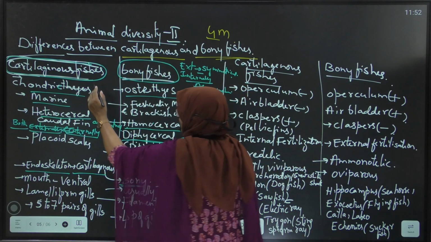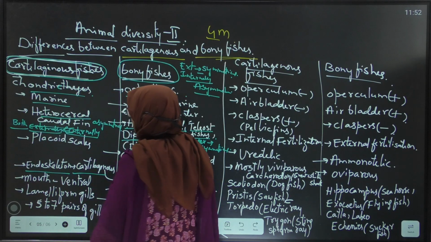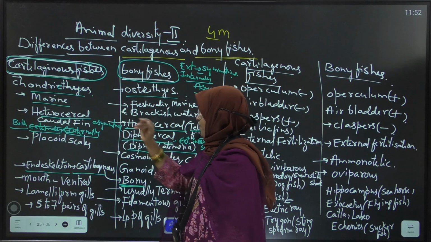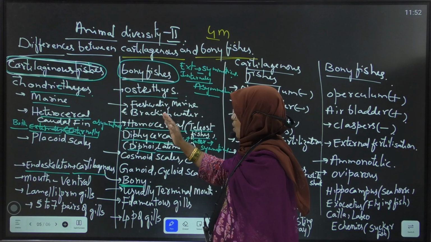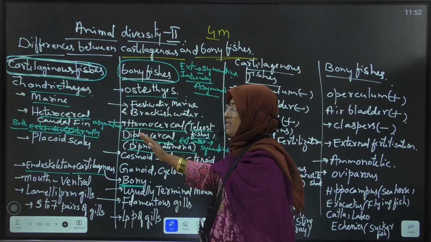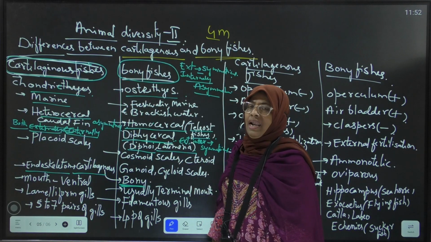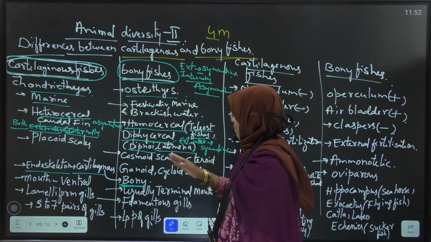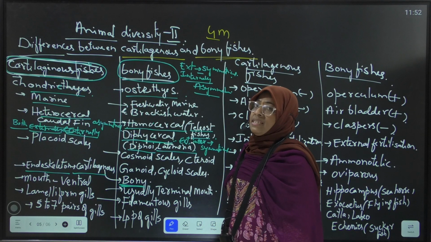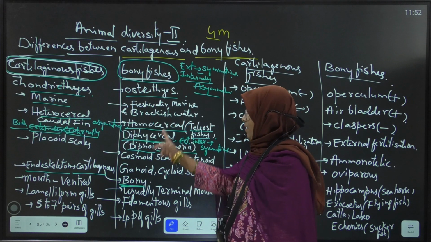Okay, so in cartilaginous fishes, what type of caudal fin or tail fin is present? Heterocercal caudal fin. But in bony fishes, homocercal caudal fin. Example, teleost fishes. Diphycercal caudal fin is found in lungfishes or dipnoi fishes, and also Latimeria. It is also called coelacanth fish, which is a living fossil among the fishes.